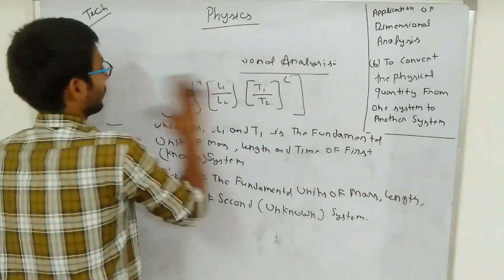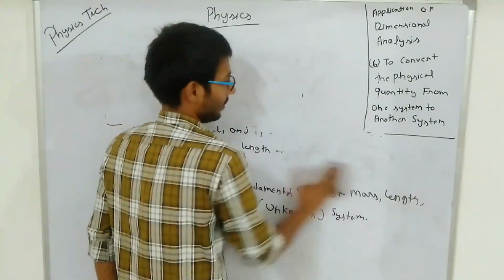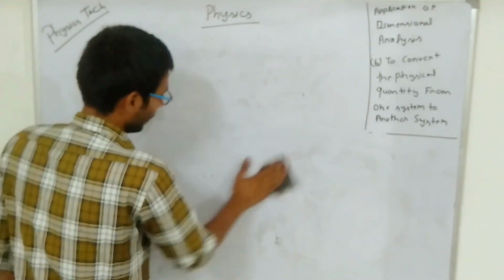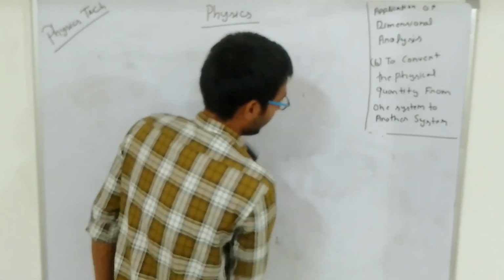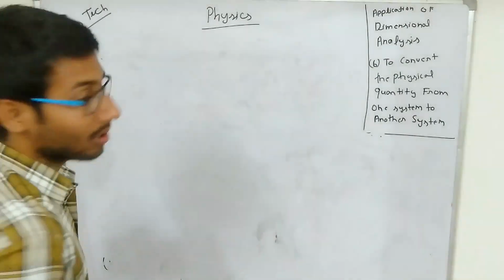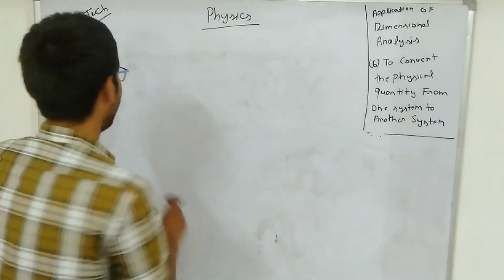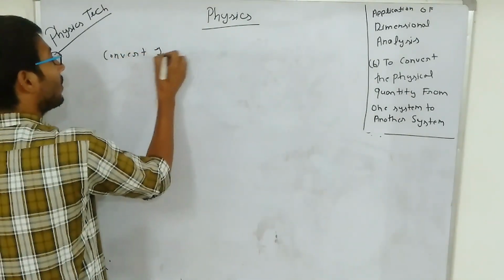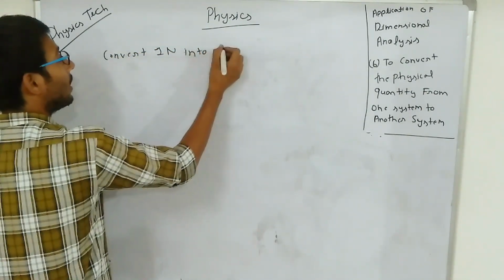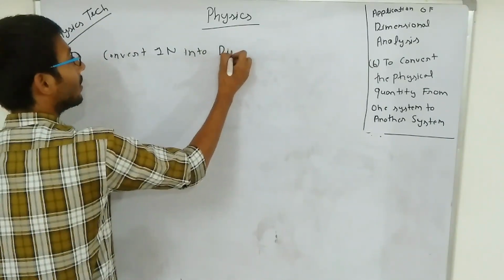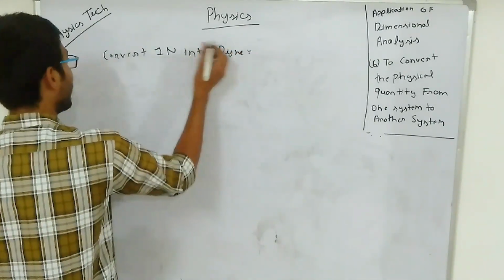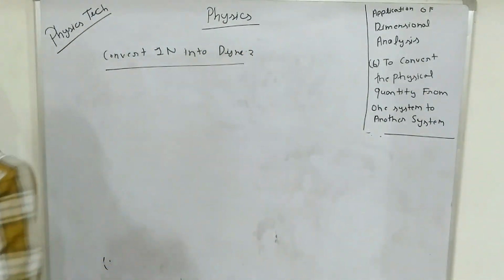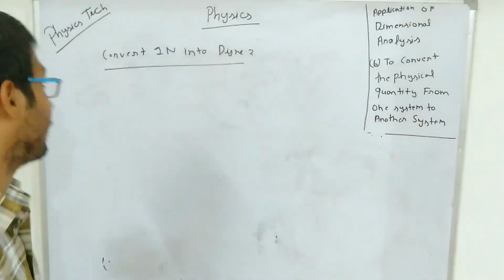Okay, let's do some examples. Our first example: convert 1 Newton into dyne. Convert 1 Newton into dyne. Okay, what is the value of 1 Newton in dyne?